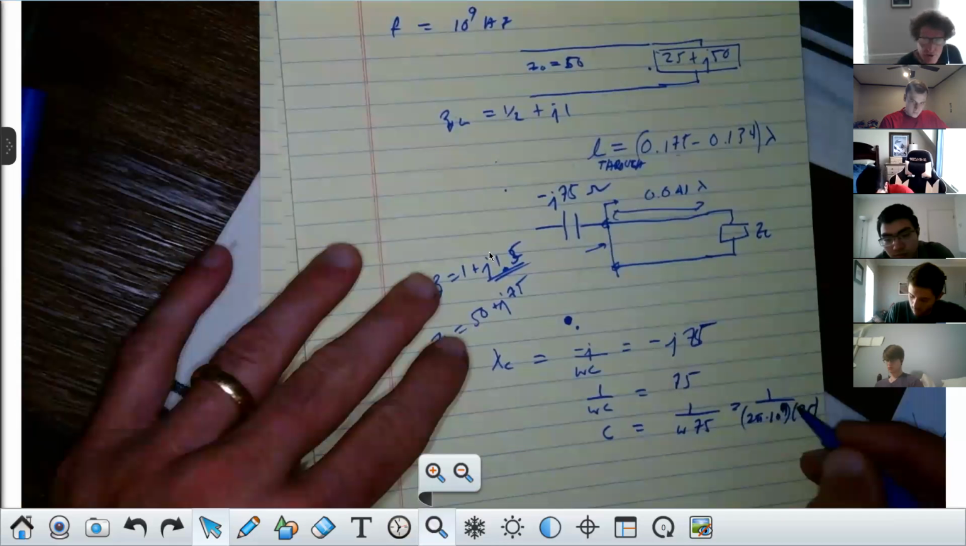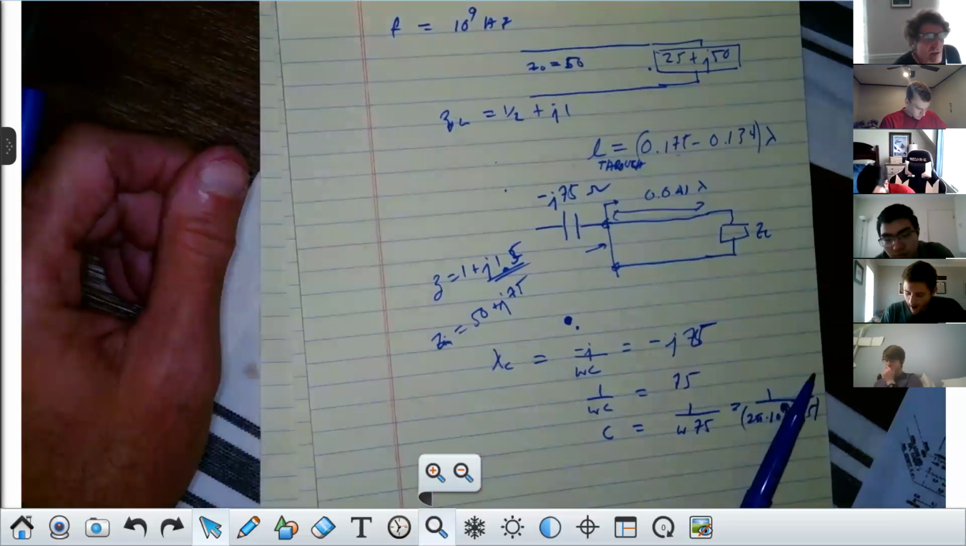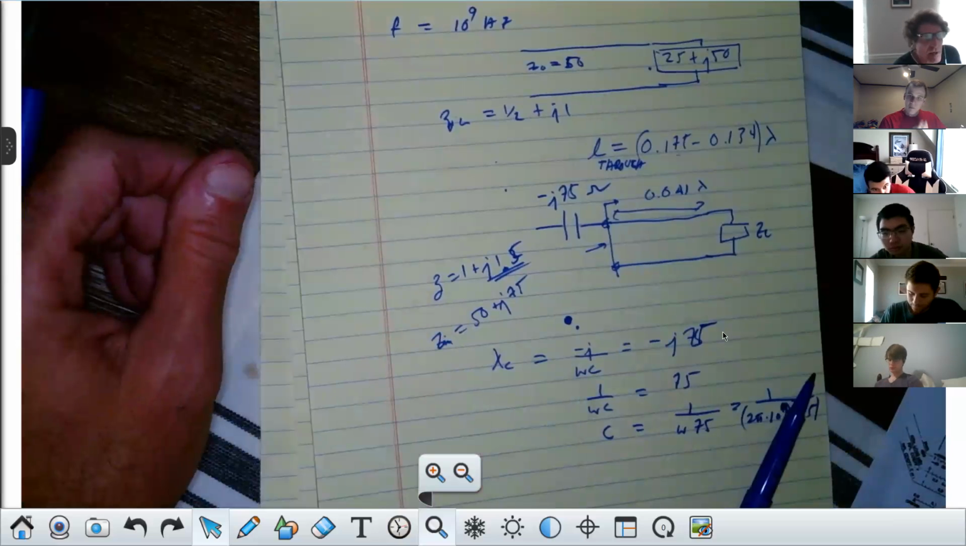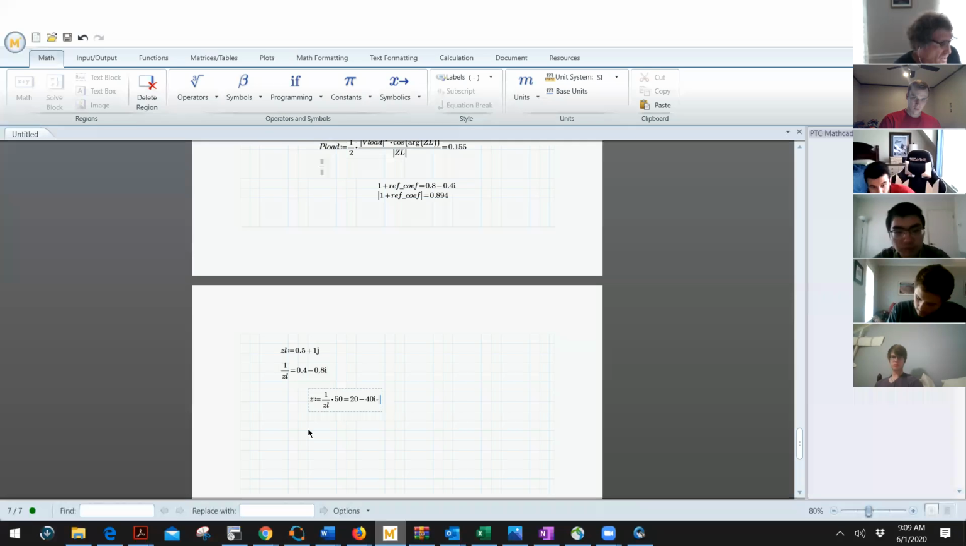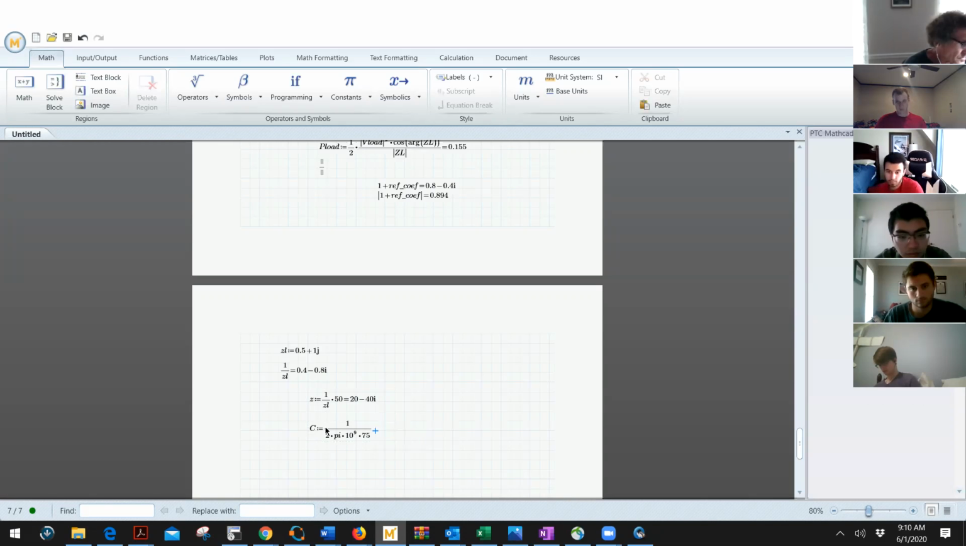And that means your capacitor that you would put in series with that at a frequency of 1 gigahertz would be equal to C equals 1 over 2 pi times 10 to the 9th times 75. So it's 2.122 picofarads.